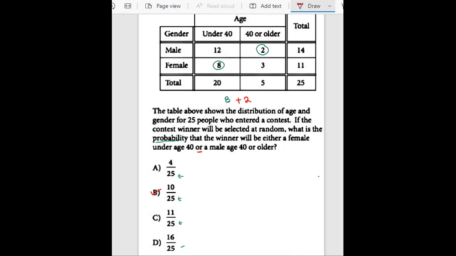We will not multiply. Most of the time, students start asking why we are not multiplying. We are not multiplying because of this word or. You can clearly see that you have or. Whenever you have or, you just add them up. If we had and, in that case we would have done something different. But this is or. So for this, we have to add them up. All right.